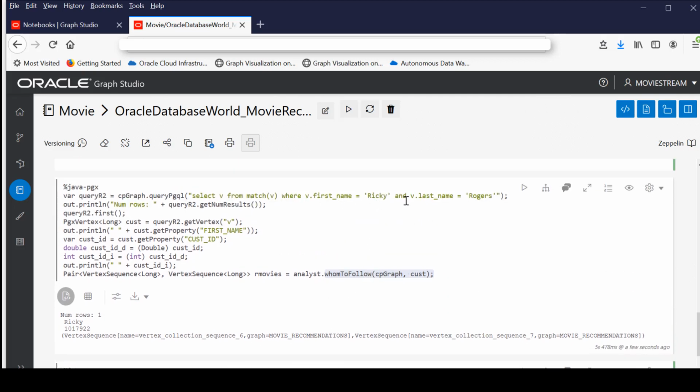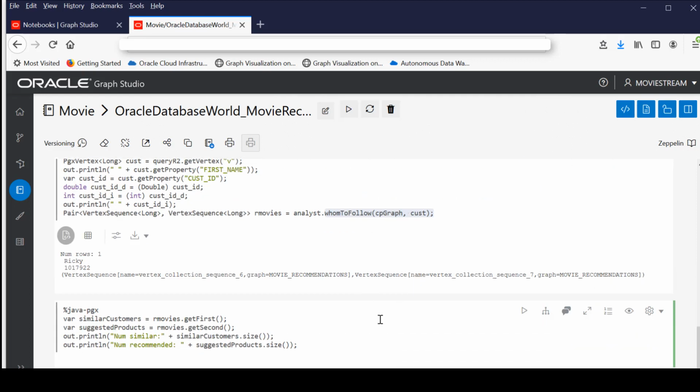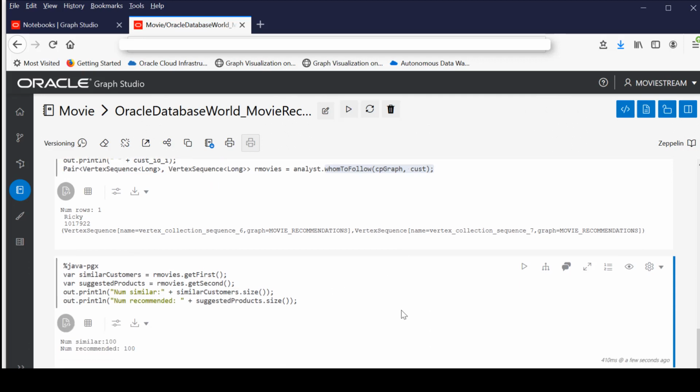We selected the vertex corresponding to the customer Ricky Rogers, and that's the vertex we're passing in as an argument to the Whom to Follow algorithm. So the two lists that are returned to us are one, a list of customers in the cluster that Ricky Rogers belongs to, and then the movies that customers in this cluster like.